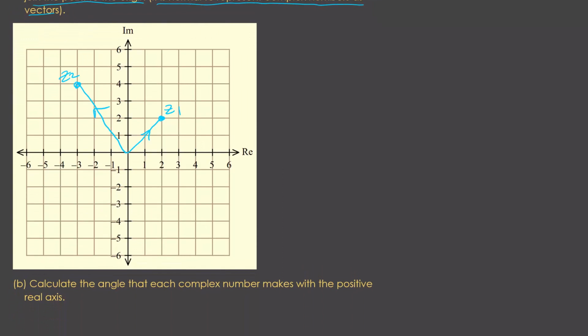Okay. We want to calculate the angle that each complex number makes with the positive real axis. In other words, this angle just here for Z1. Now, of course, we know that this is an isosceles right-angled triangle, and therefore that angle would be 45 degrees. We would write arg Z1 is equal to 45 degrees if we were working in degrees, or that arg Z1 is equal to pi by 4 radians if we're working in radians.